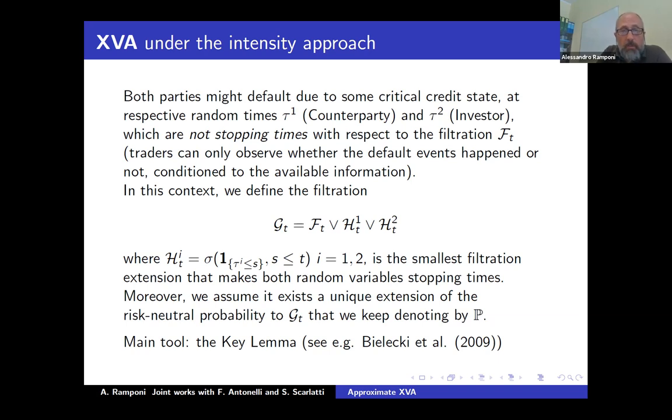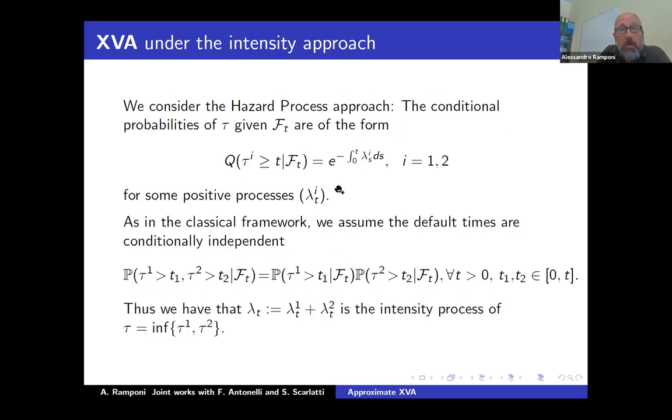The main tool in this kind of framework is the key lemma, but this is quite standard. In this framework, we may model the conditional probability of default by means of some positive processes, which are called the intensities of default. And we assume, as in the classical framework, that these two defaults are conditionally independent. Some refinements may be done in this context, but they are quite technical in a sense.